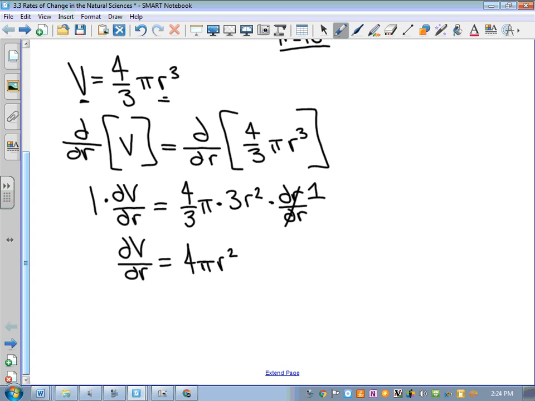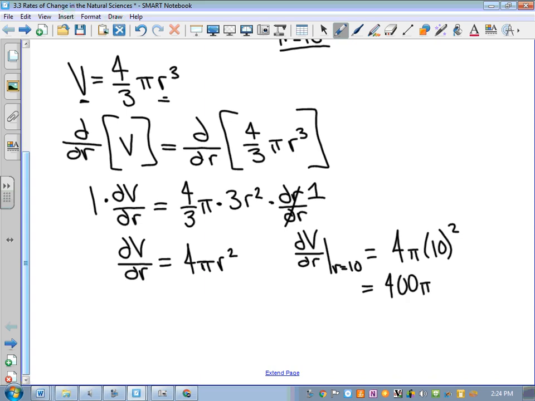The last step here is that this is just dV/dr, the general derivative. If we want dV/dr when r is equal to 10, we have to substitute 10 in for r. And we get 4 times pi times 10 squared. 10 squared is 100, so I get 400 pi.